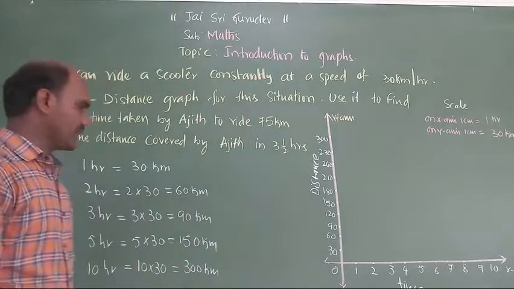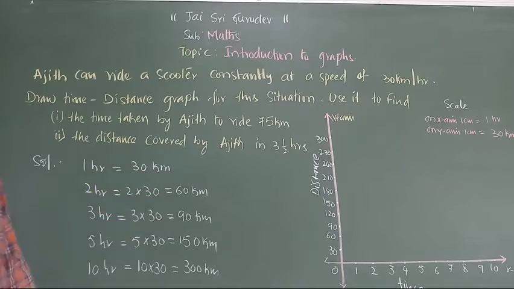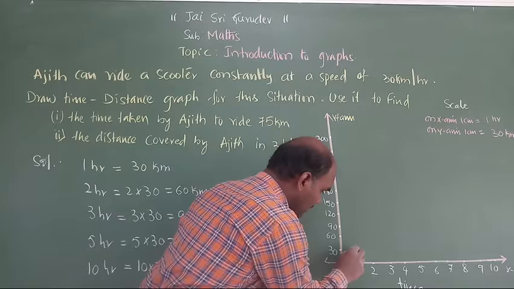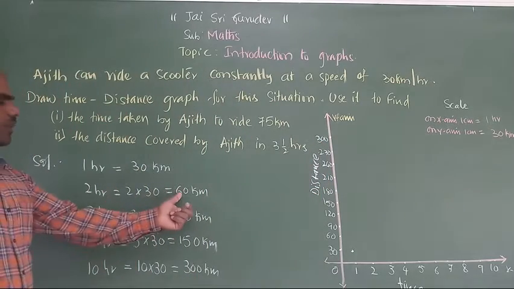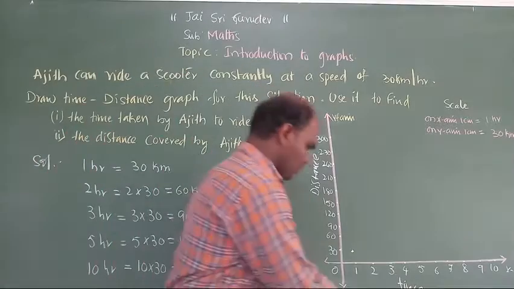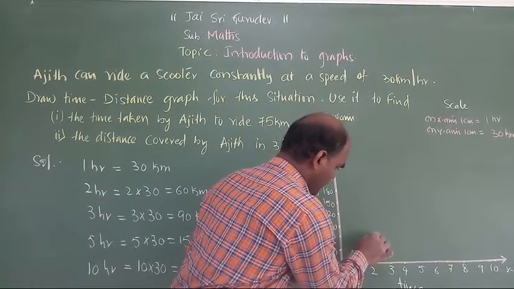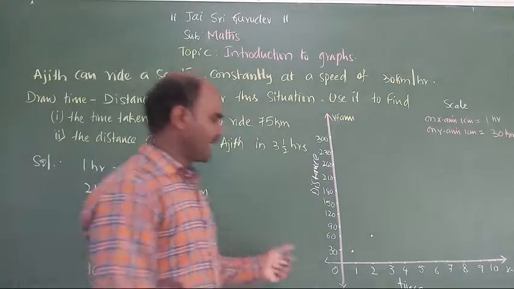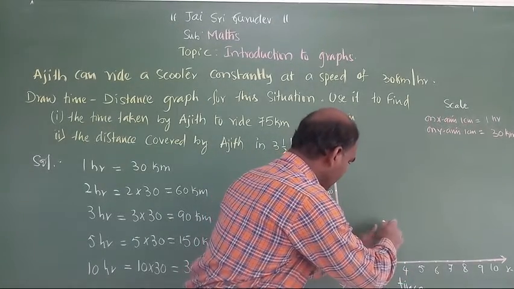Now the first one is 1 hour. How much is the distance, children? 30 kilometers. So 1 hour will become 30 kilometers. Next, 2 hours. How much is it, children? 60 kilometers. Next, 3 hours. How much is it, children? 90 kilometers. 3 hours, 90. So how do we take it now?